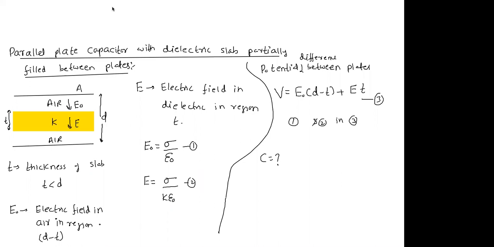Sir, is it A by sigma 0? This is AD by sigma 0 K? Epsilon naught. Yes, epsilon. No, no.